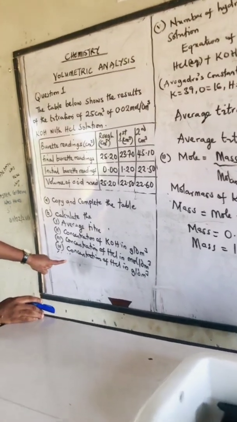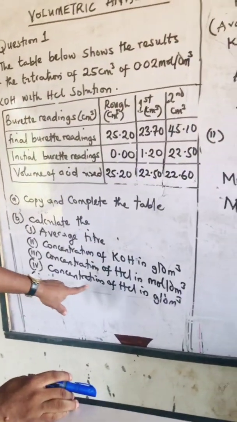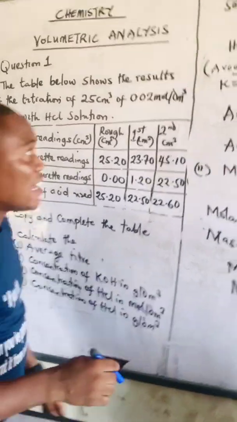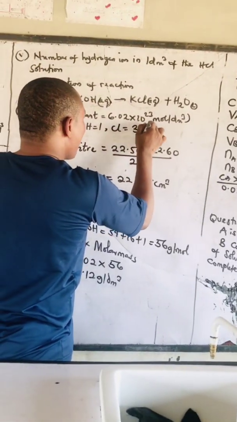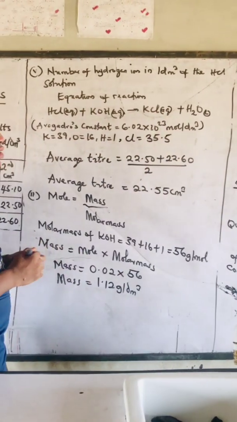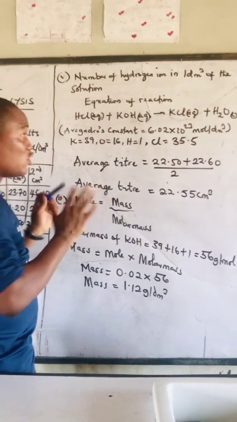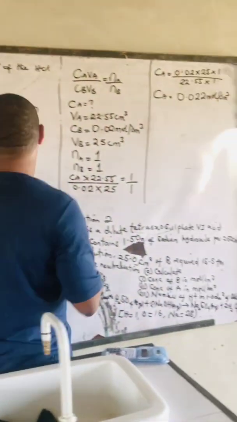Now we need the concentration of our acid in gram per dm3. Definitely we can have our chlorine to be 35.5. All those ones will be given to us. The atomic masses of those elements will be given to us. We don't need to cram them.